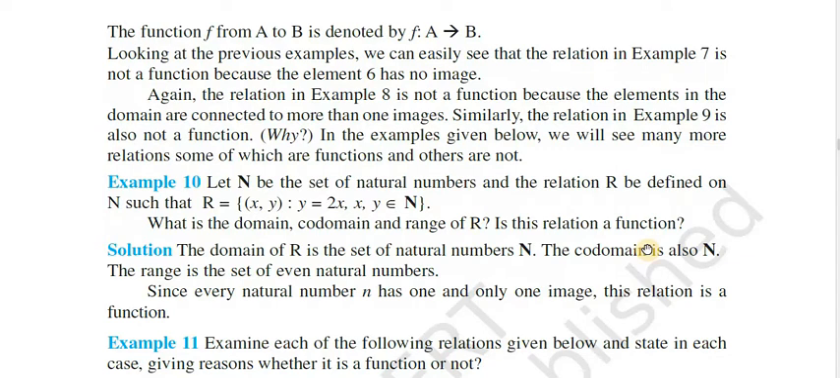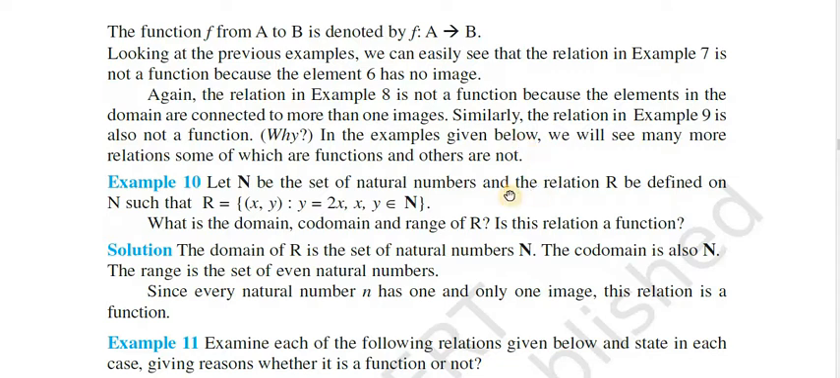The function f from A to B is denoted by f: A → B, which means we have a function from A to B, meaning f is a subset of A cross B with the special property that the domain of f is A. Okay, looking at the previous example, let's go to example number 10.